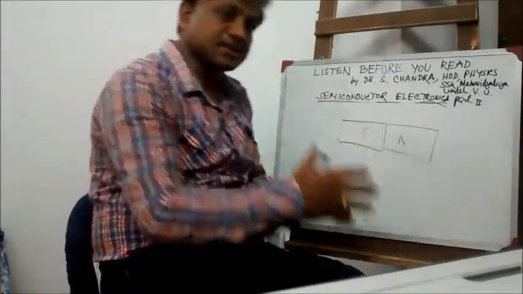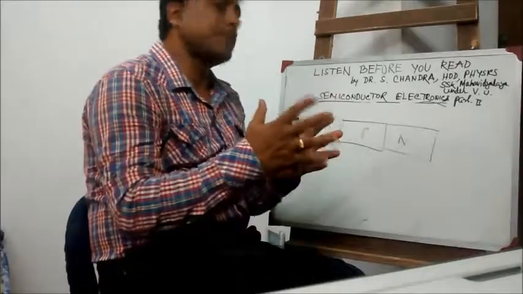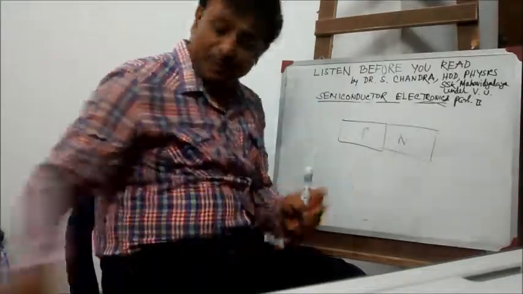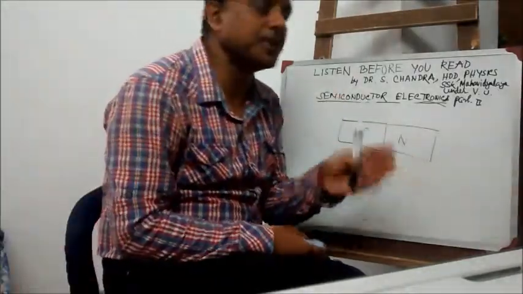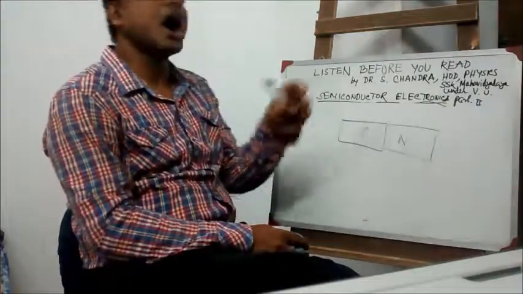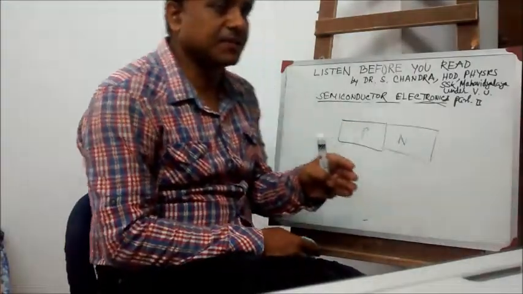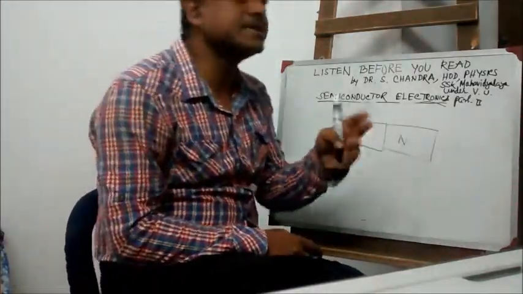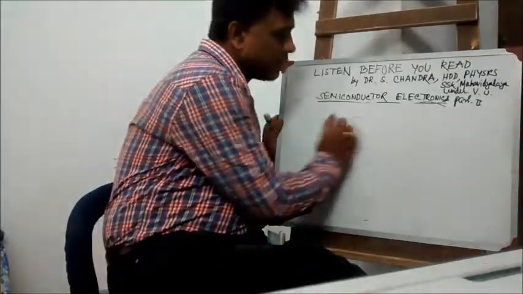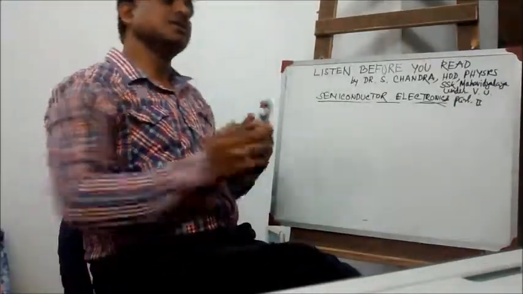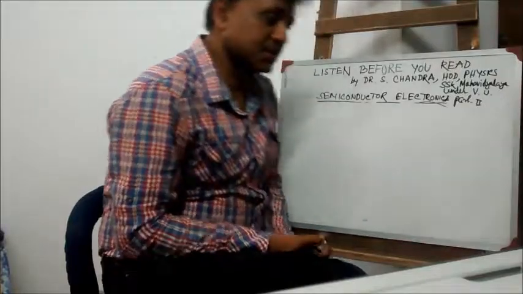So in the next class, I shall talk about the forward bias and the reverse bias conditions of the P-N junction semiconductors and how the current is being produced and what is the value of the current in case of P-N junction semiconductors.